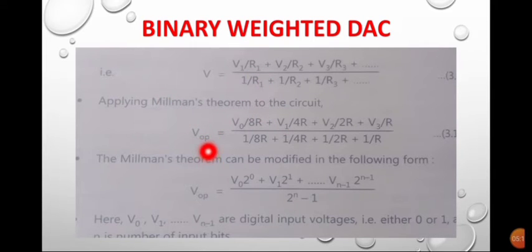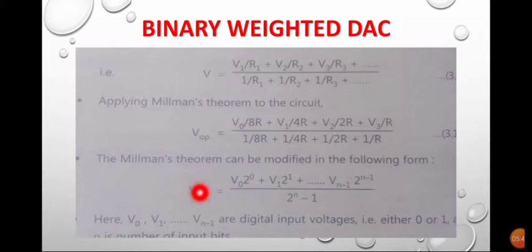So VOP, the output voltage, is equal to V0 upon 8R plus V1 upon 4R plus V2 upon 2R plus V3 upon R, since we are using the resistors R, 2R, 4R, 8R, divided by 1 upon 8R plus 1 upon 4R plus 1 upon 2R plus 1 upon R. According to that, we are using Millman's theorem. Millman's theorem can be modified in this form.